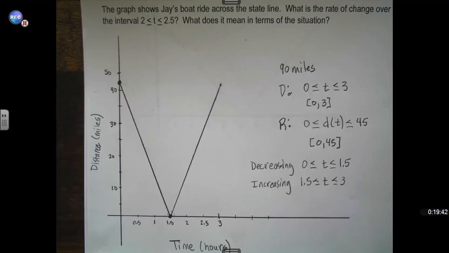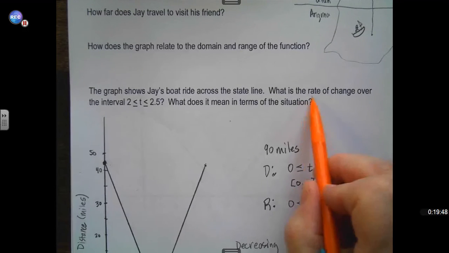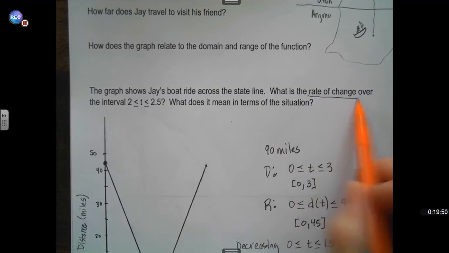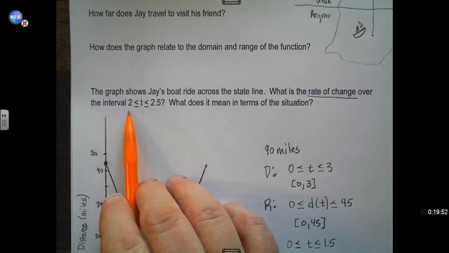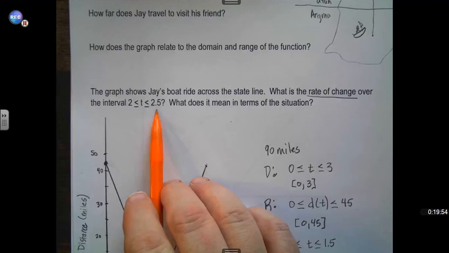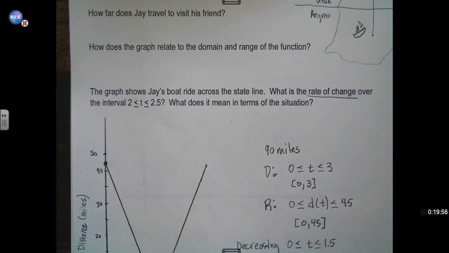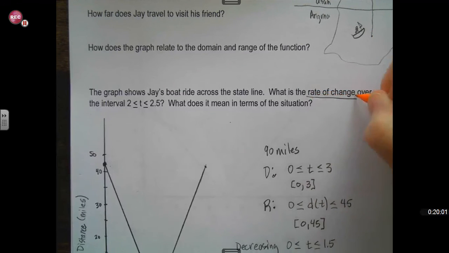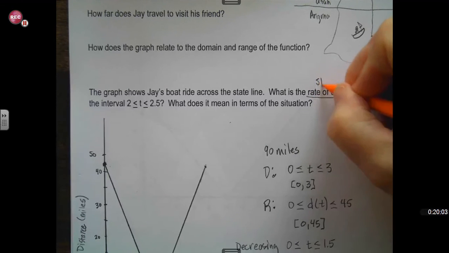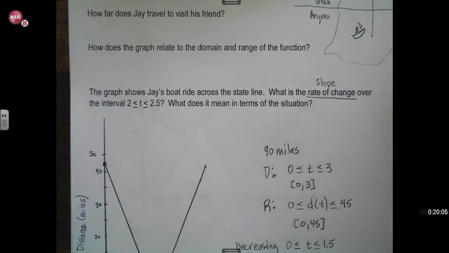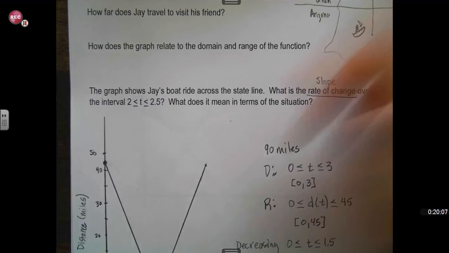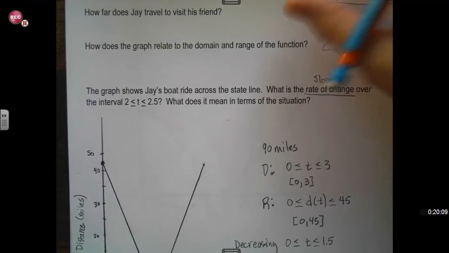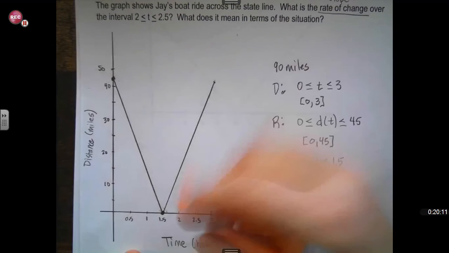So then what we like to figure out with some of these things is called the rate of change. What's the rate of change over the interval 2 to 2.5? Whenever you see rate of change, I want you to think of slope. Rate of change is the slope of the line on that interval.